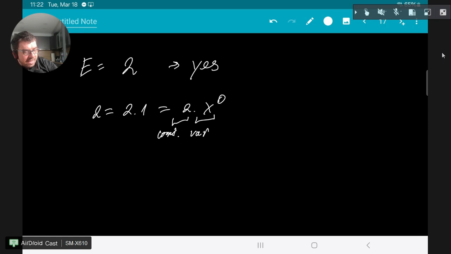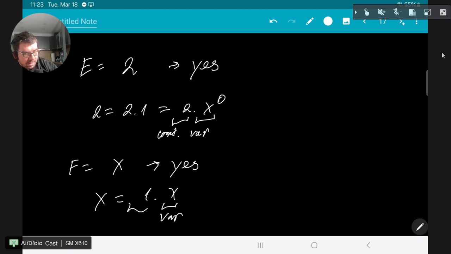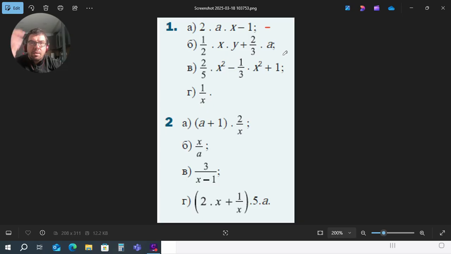What about, is x a monomial? Yes, obviously. How do I add the constant? I add 1. x equals 1 times x. This is a variable and this is a constant. So by definition, again, it is a monomial. Good. So far so good. Now let's do some exercises, shall we?